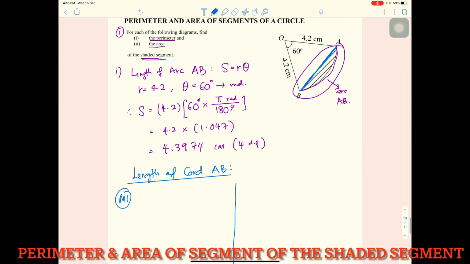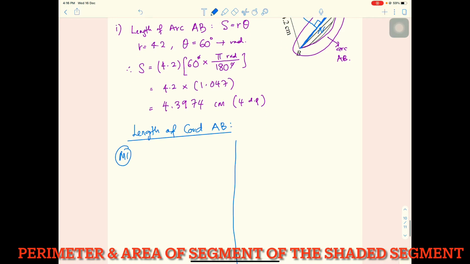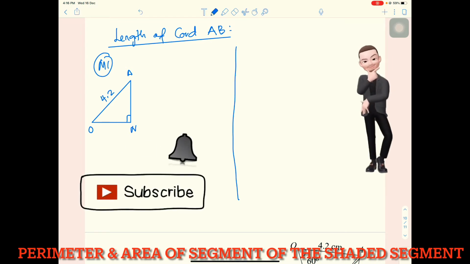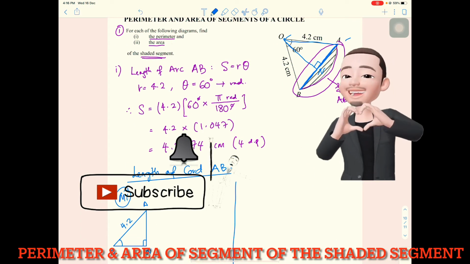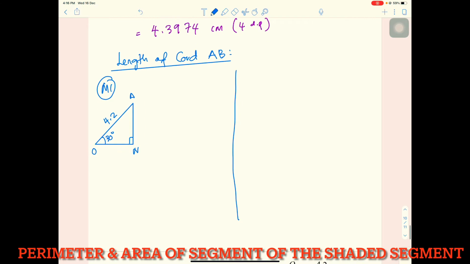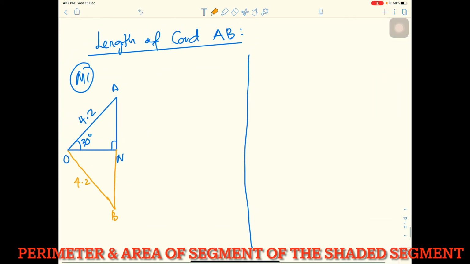The first method, this is method 1. From here we can draw a right angle triangle between O, A, N. Let's say this is N. Right angle triangle O, A, N. Let me draw here the right angle triangle. Let's say this is O, A, and N. So the radius is 4.2 centimeter. Half of the angle is 30 degrees. And this is the rest, let's say this is B, 4.2 also. That means half, 30 degrees.